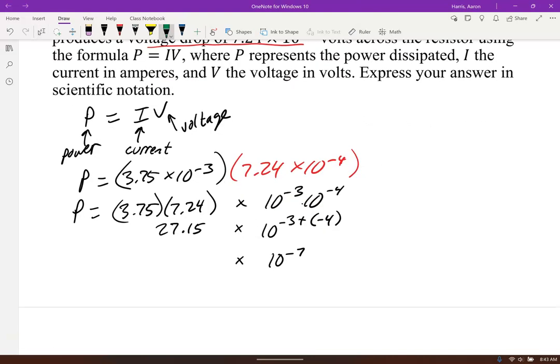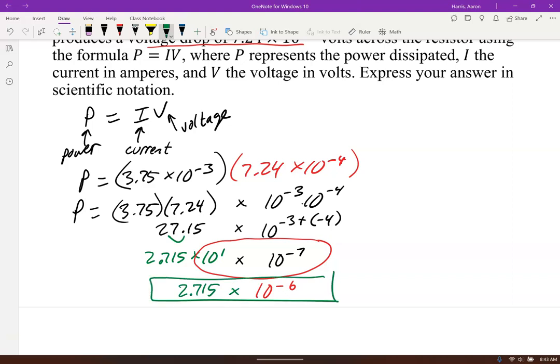Well, 27.15 is not in scientific notation. I'm going to write that as 2.715 times 10 to the 1. And then I have to combine 1 plus negative 7, which is negative 6. So I got 2.715 times 10 to the negative 6.